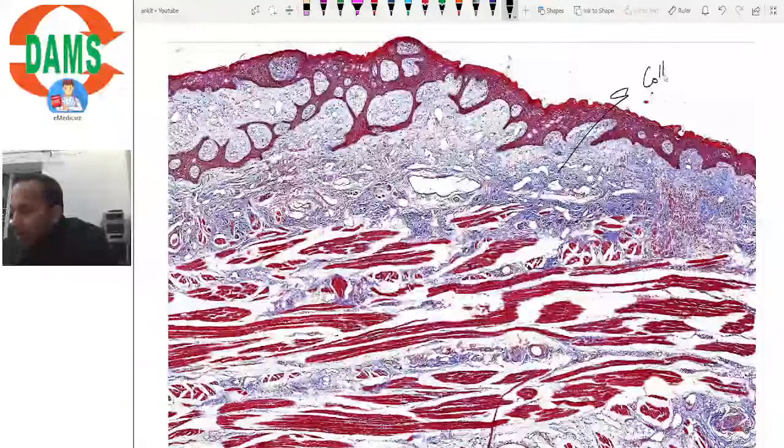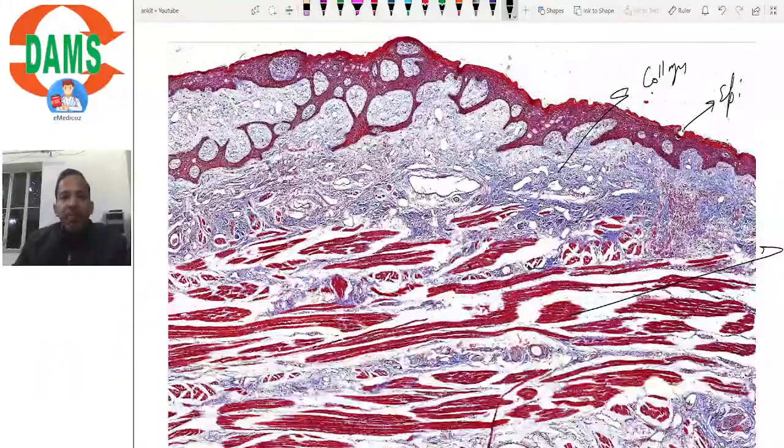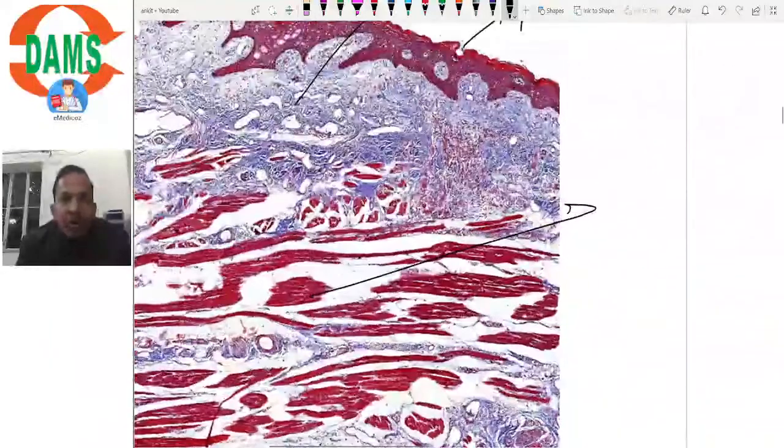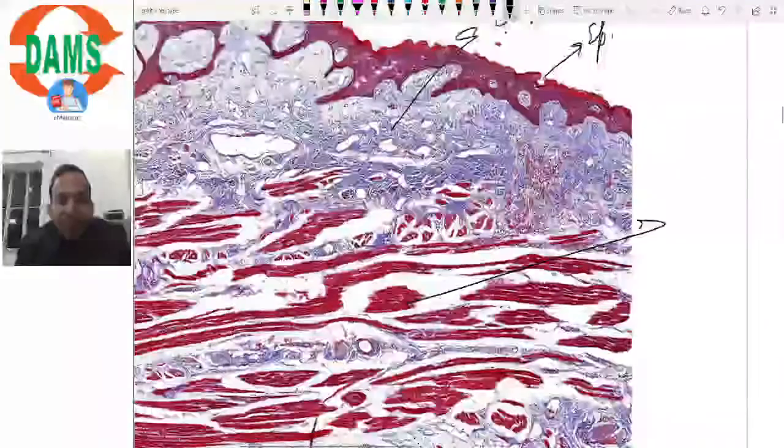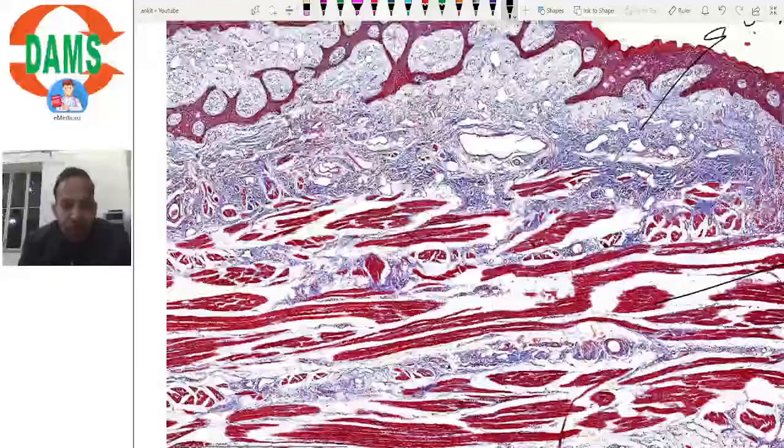Blue is nothing but the collagen. And this red, it is epithelium. Also, here this red is the muscle. So muscle and epithelial cells are stained in red, and the collagen is stained in blue, right? Now, if I had zoomed in, you would notice that the nucleus appears almost black. The nucleus appears almost black, but I don't think we'll be able to appreciate it in this diagram.